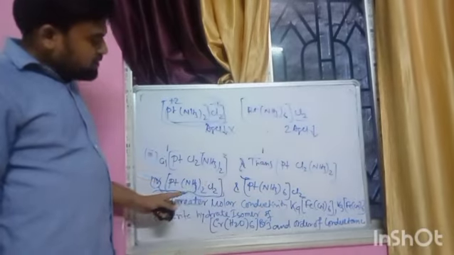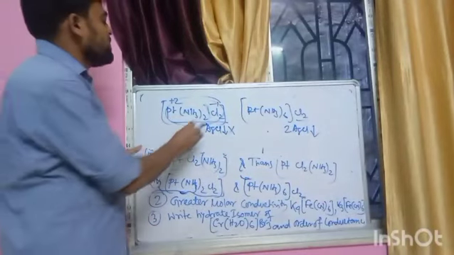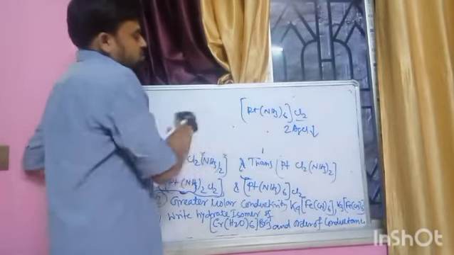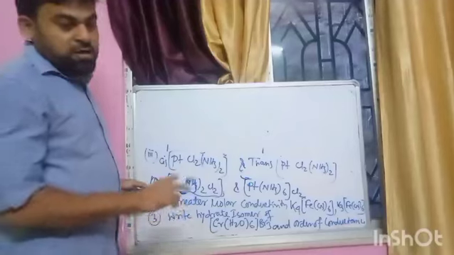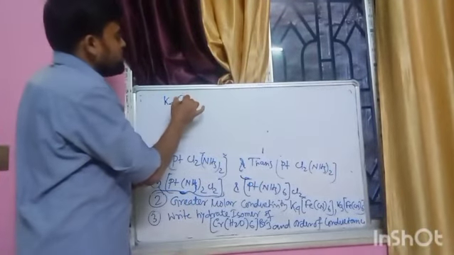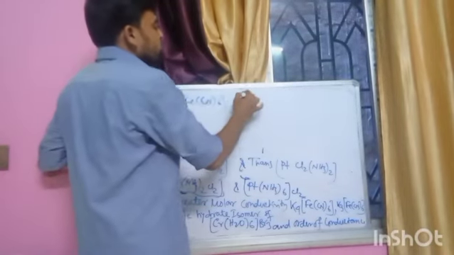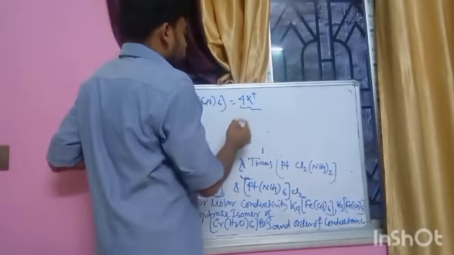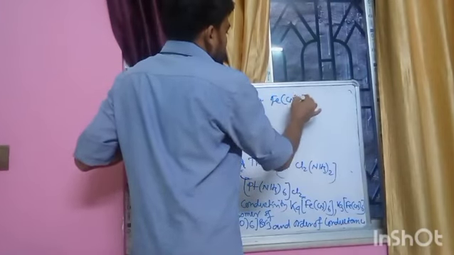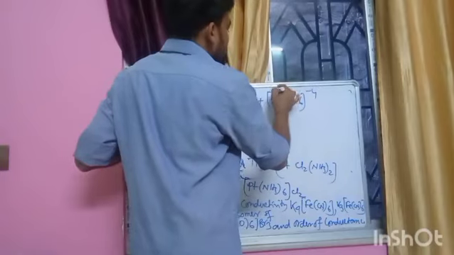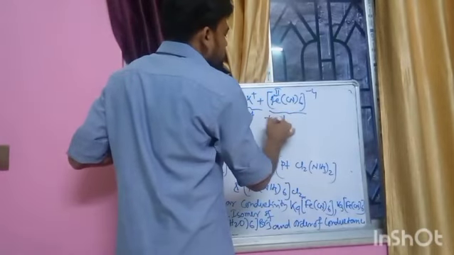Question number 2: which has greater molar conductivity, K4[Fe(CN)6] or K3[Fe(CN)6]? It was also discussed earlier that it depends on the number of ions, the total number of cations and anions. In K4[Fe(CN)6], there are 4 K+, that is, 4 cations, and the anionic species is [Fe(CN)6]4-. Fe is in the +2 oxidation state, so the number of anions is 1, and the total number of ions is equal to 5.